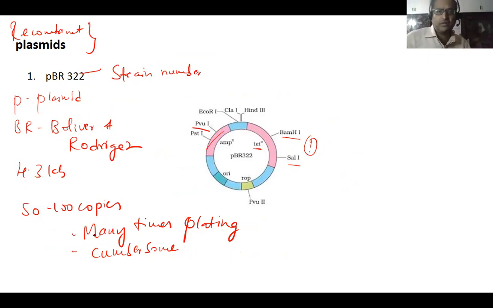What is 322? 322 is the strain number. The P stands for plasmid. BR stands for Bolivar and Rodriguez. These are the two scientists who constructed this particular plasmid in the lab. Its size is 4.3 kbp, kilobase pairs, right? 50 to 100 copies. Look at that. Once the desired gene has been introduced to this, 50 to 100 copies can be produced. Many, isn't it? Okay, so that is the pBR322 explanation.